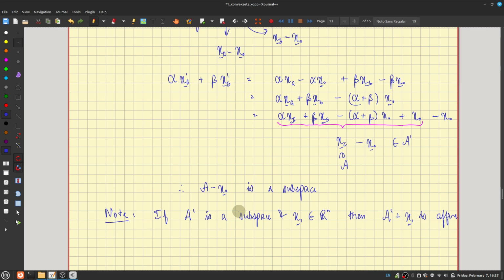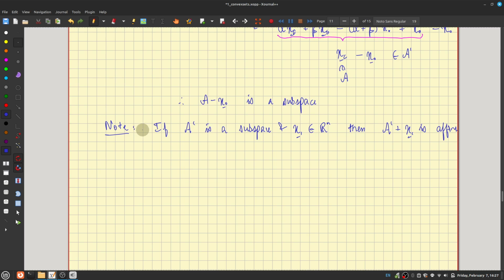How is every subspace an affine set? It's closed under all linear combinations. So in particular, it's closed under linear combinations where the coefficients sum to 1. So the subspace is the most general form. Yeah, so it's helpful to keep that in mind.